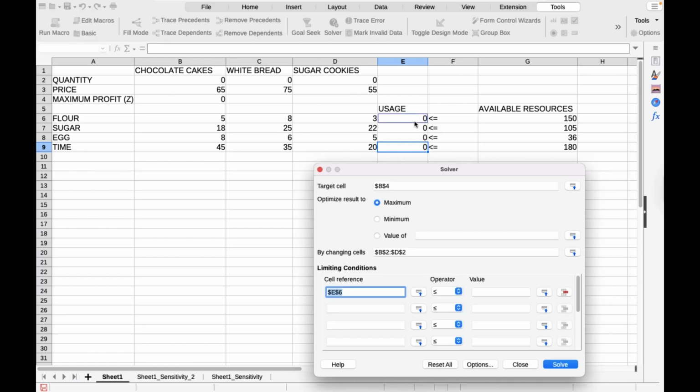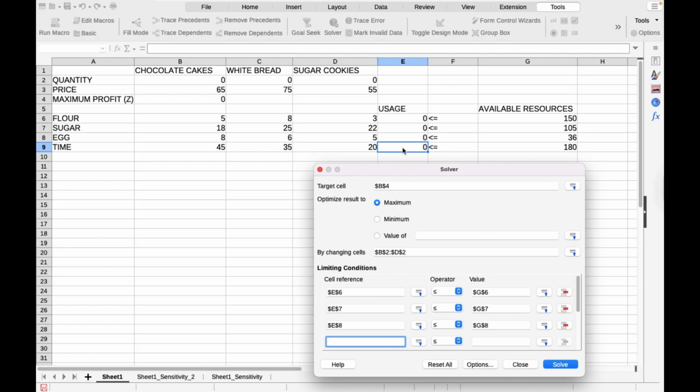So we select this one. The signs are the same, less than or equal to. We come to the value, that's the available resources. So we select this one. Okay. So we select this one. So let's do it like that.